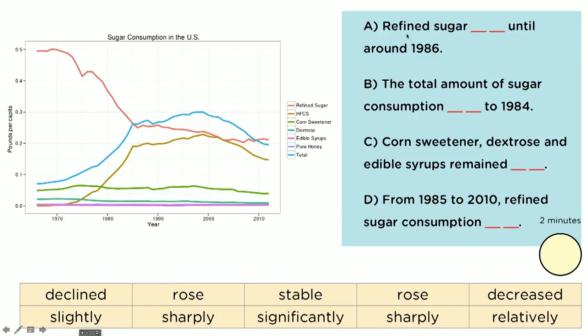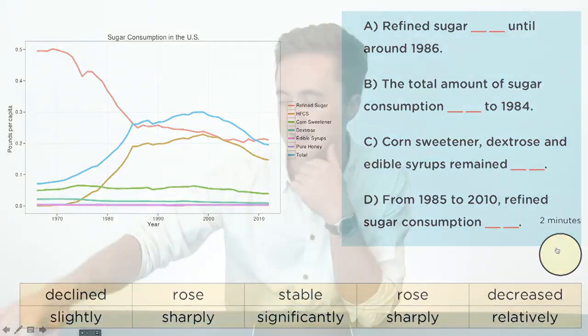So the first one is to do with refined sugar. That's this red line here. The next one is the total amount of sugar. That's the blue line here. C, corn sweetener, dextrose, and edible syrups. That refers to these lines here. What are they doing? And the final one, D, refined sugar consumption from 1985. Where are we? Here. From 1985 down to 2010. What happened to that? So please fill in 2 words each using words from here. Put your answers into the chat below, by the way.